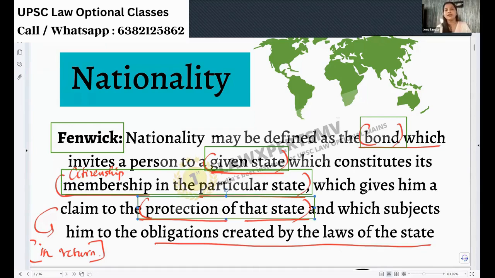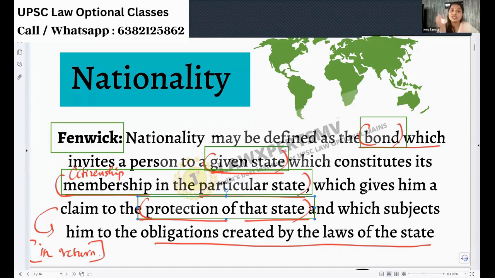Say, for example, during the Ukraine war, there were a lot of Indian people who went there, right? Many people went for studying, getting a doctor degree. So what happened? Once the war broke out, immediately India sent some resources to get them back, right? So you can claim protection from that state.